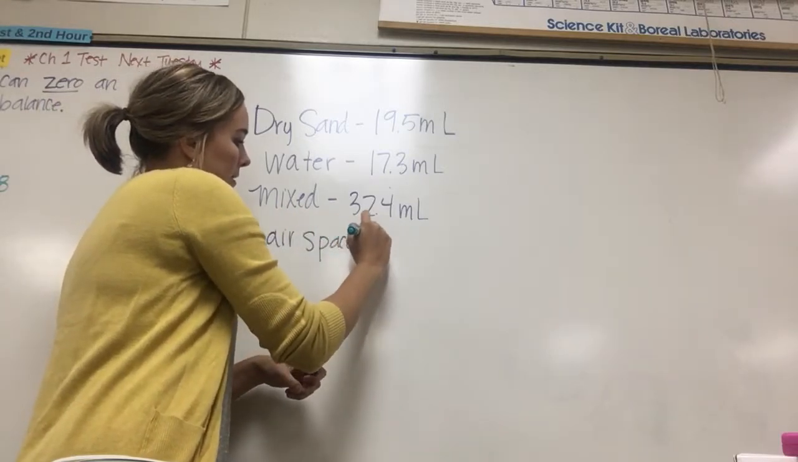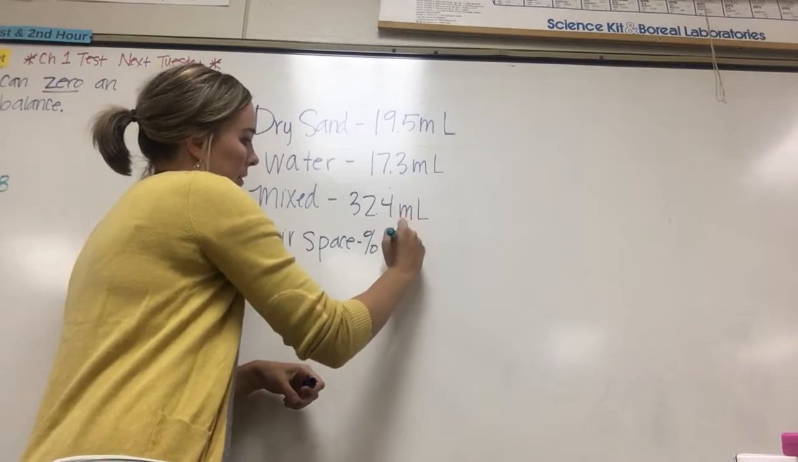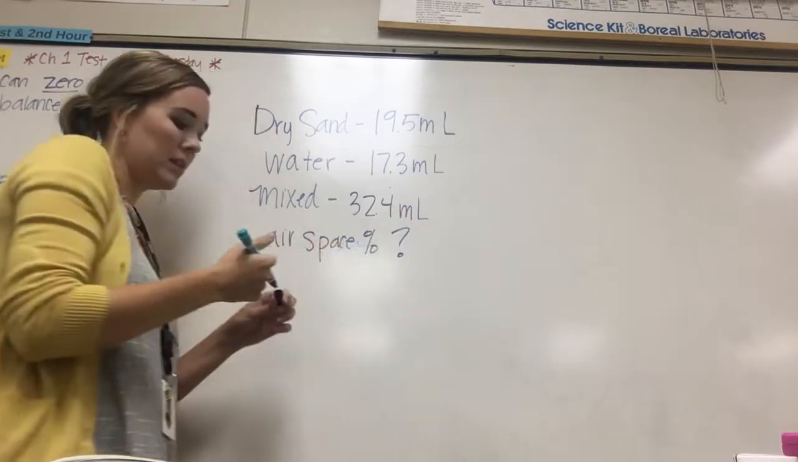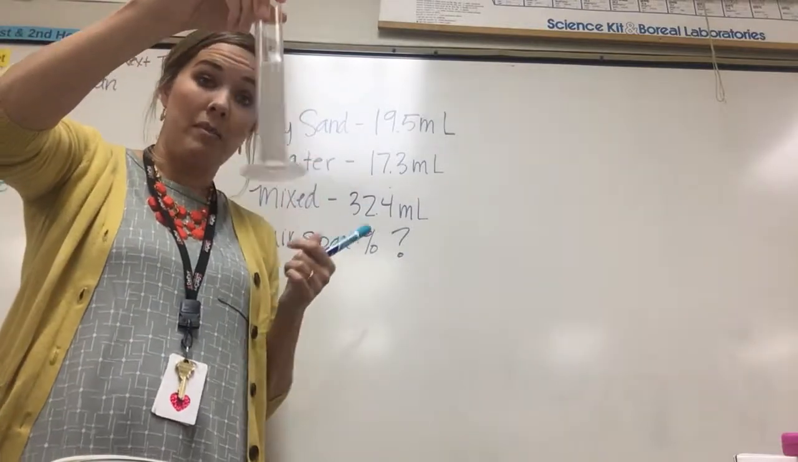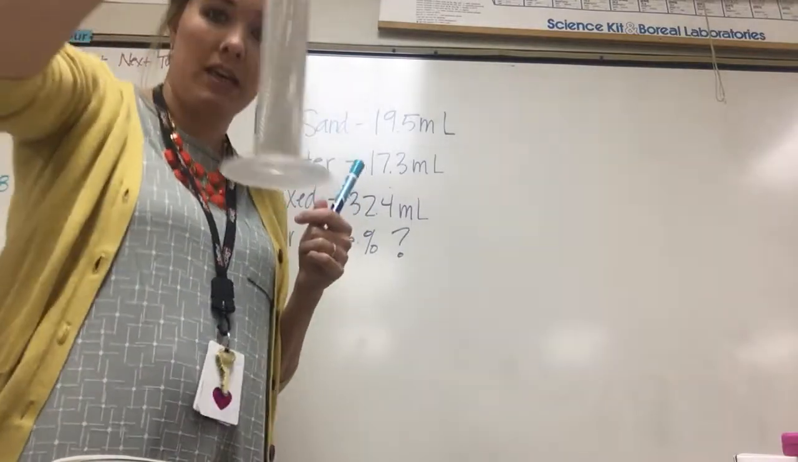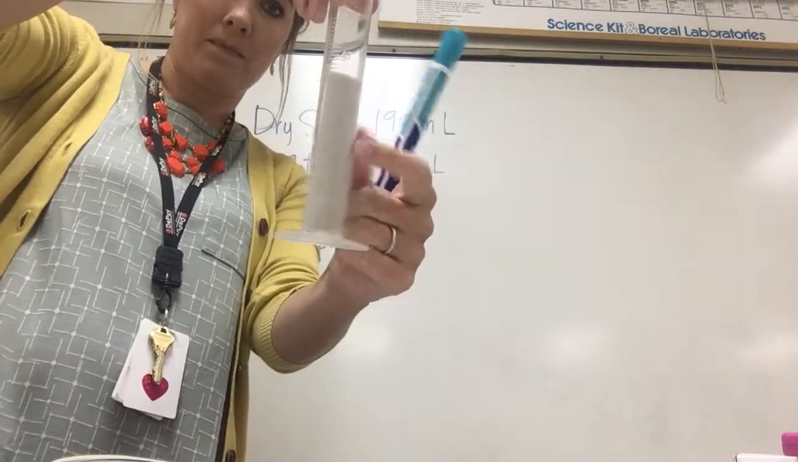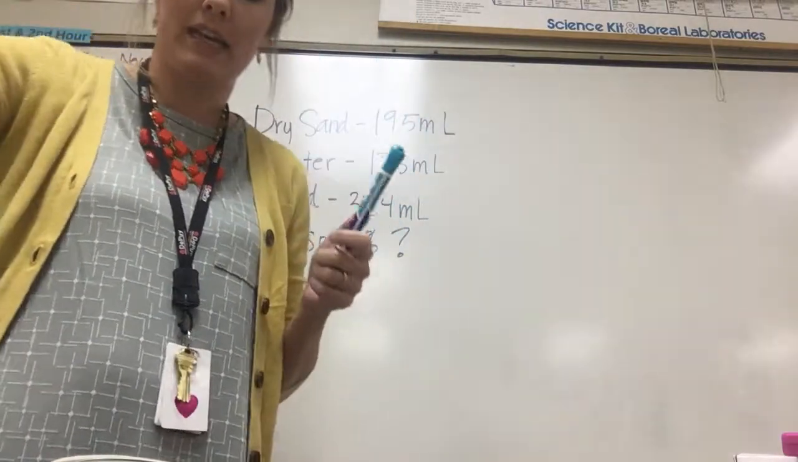So, our goal is to find the airspace percentage. That's our end goal. Airspace percentage in our original amount of dry sand. How much of this is air in there, in between those tiny particles of sand?